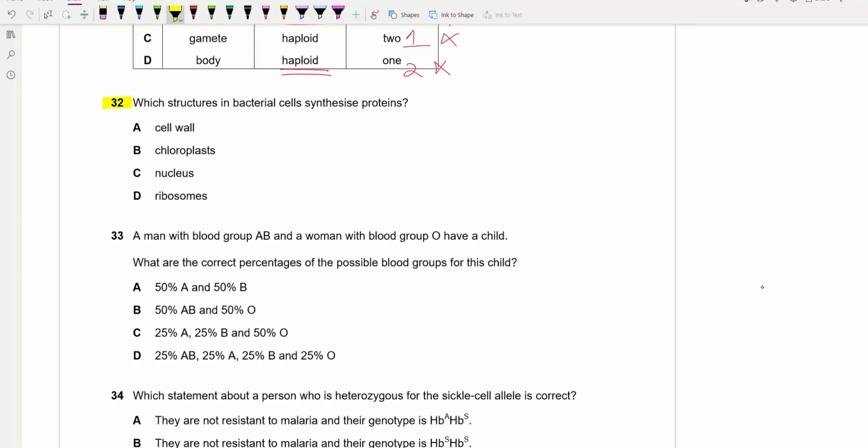Question number 32. Which structures in bacterial cells synthesize proteins? Option A. Cell wall, which is wrong. Option B. Chloroplasts, which is wrong. Option C. Nucleus, which is wrong. Option D. Ribosomes, which is correct. So the correct option would be option D.